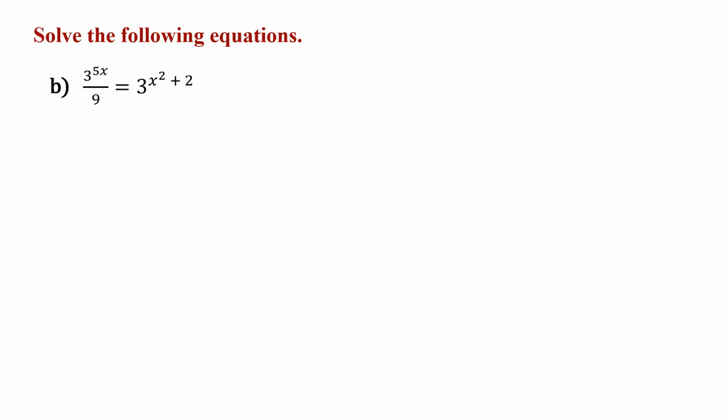Now for the second equation, we have 3 to the 5x divided by 9 is equal to 3 to the x squared plus 2. This equation falls in case 1, wherein we can write with the same base. The bases that we can see here are 3, 9, and 3, and we can write all of this with base 3. So we copy the numerator, and the denominator, which is 9, can be written as 3 squared. So we get 3 to the 5x divided by 3 squared is equal to 3 to the x squared plus 2.